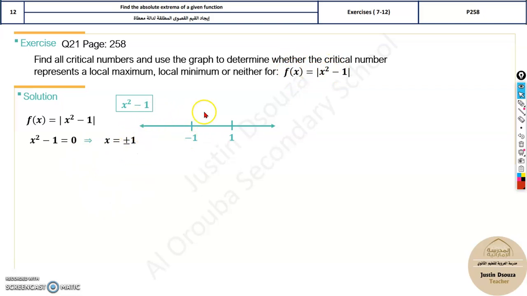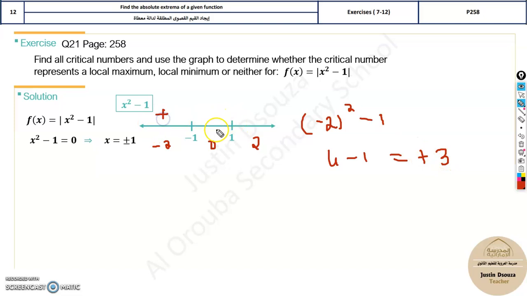And now let's find what the signs are for each of these intervals, because it's an absolute value function problem. Now before minus 1, you can take any test value, say minus 2 or minus 3. In between, you can take any value, I can take 0 for example, or 0.5, minus 0.5, and over here we can take again 2. Substitute in this function, that is x square minus 1. So minus 2 the whole square minus 1 would be 4 minus 1. We are getting a positive answer, plus 3. So that means this is positive sign.